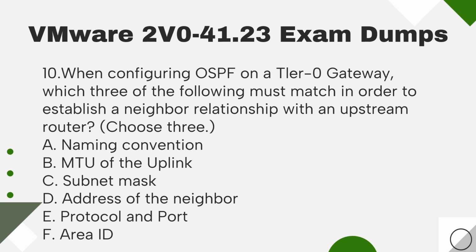10. When configuring OSPF on a Tier-0 gateway, which three of the following must match in order to establish a neighbor relationship with an upstream router? Choose 3. A. Naming convention. B. MTU of the uplink. C. Subnet mask. D. Address of the neighbor. E. Protocol and port. F. Area ID.